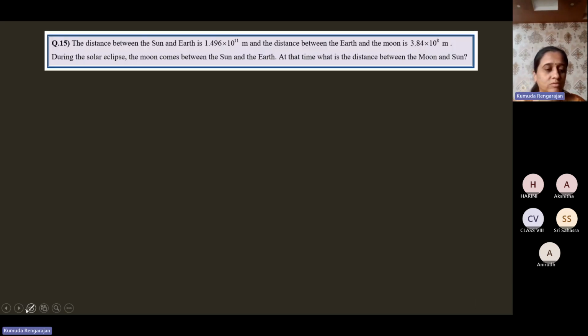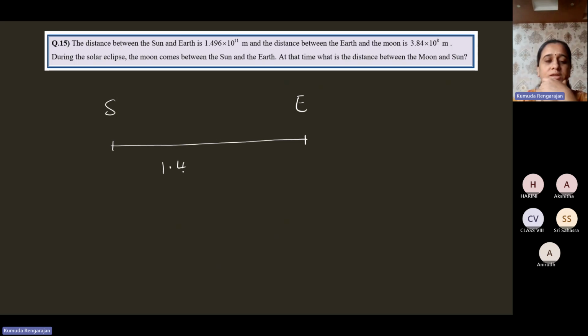So this you're going to try by yourself again. Let's just understand the situation. The distance between the sun and the earth. This distance is 1.496 into 10 to the power 11 meters. The distance between the sun and the earth is 1.496 into 10 to the power 11 meters.